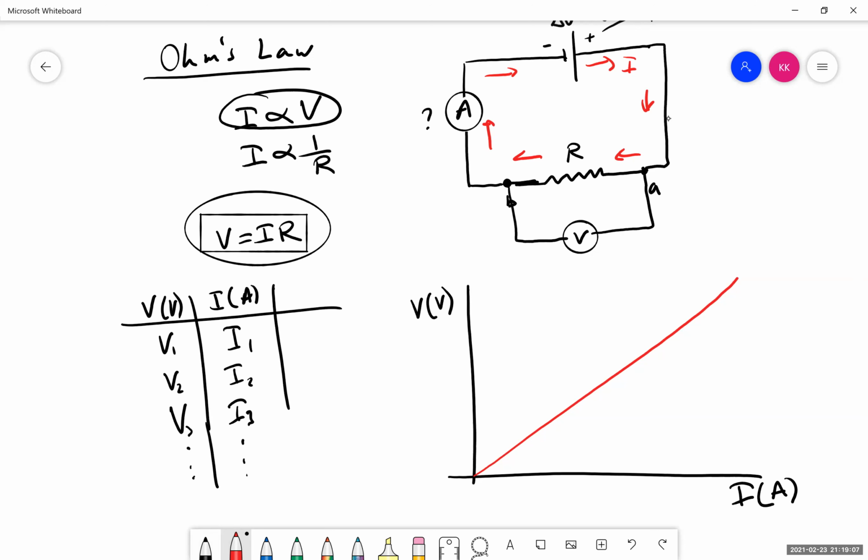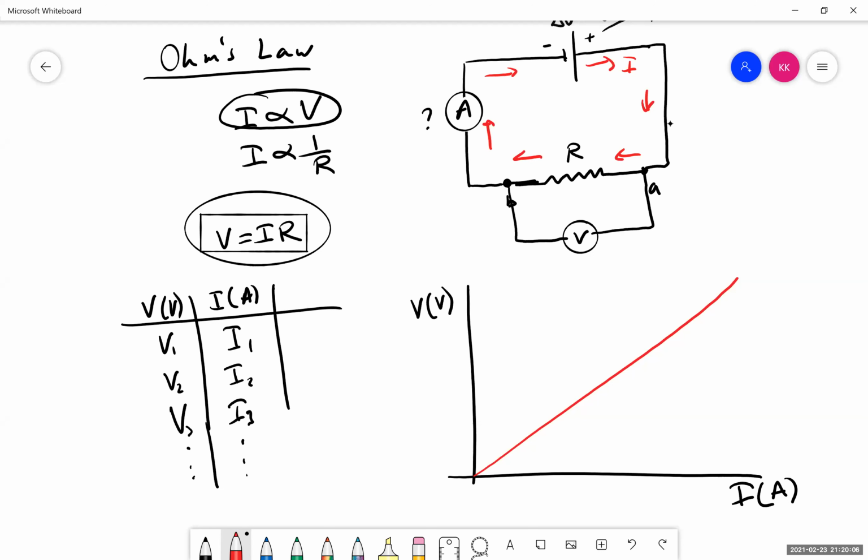Whenever my circuit behaves such that the voltage is increasing and the current increases proportionally to the voltage increase, and the plot of voltage versus current gives me a graph like that, that means the resistor I have in the circuit allows this direct linear relationship. That resistor is known as an ohmic resistor. Ohmic resistors are the ones that allow voltage and current to be linearly proportional like this.